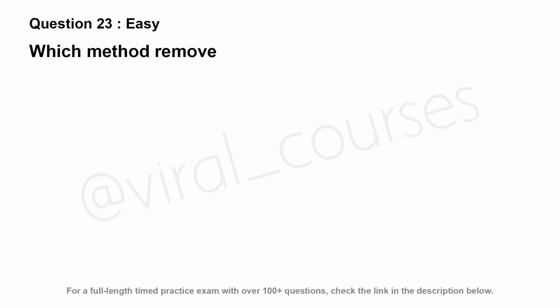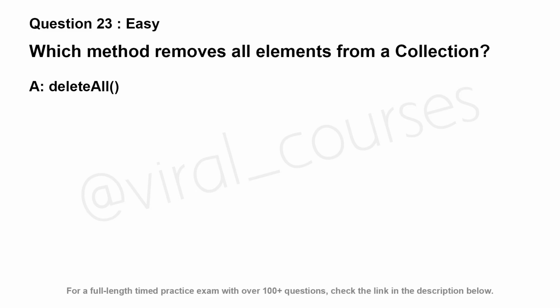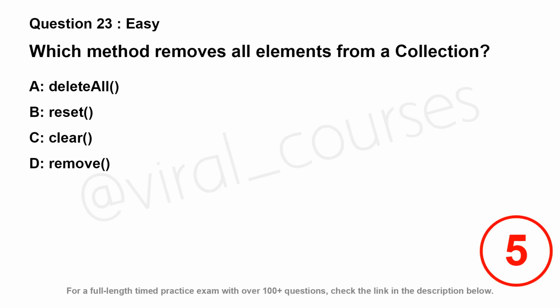Which method removes all elements from a collection? Option A, deleteAll. Option B, reset. Option C, clear. Option D, remove.